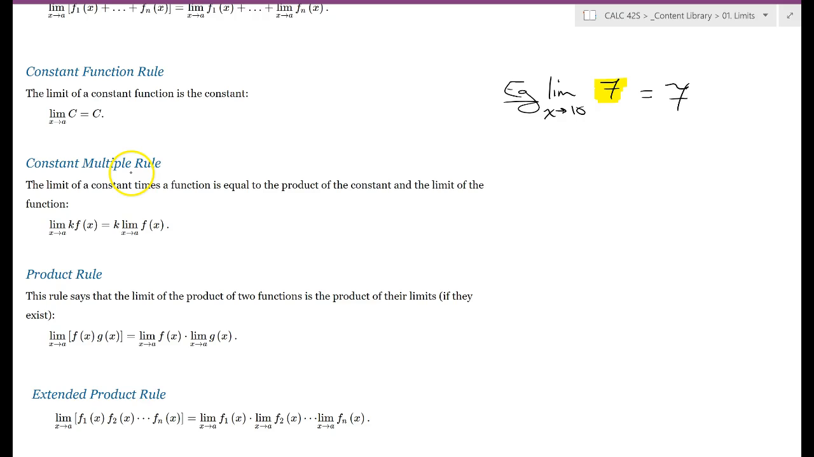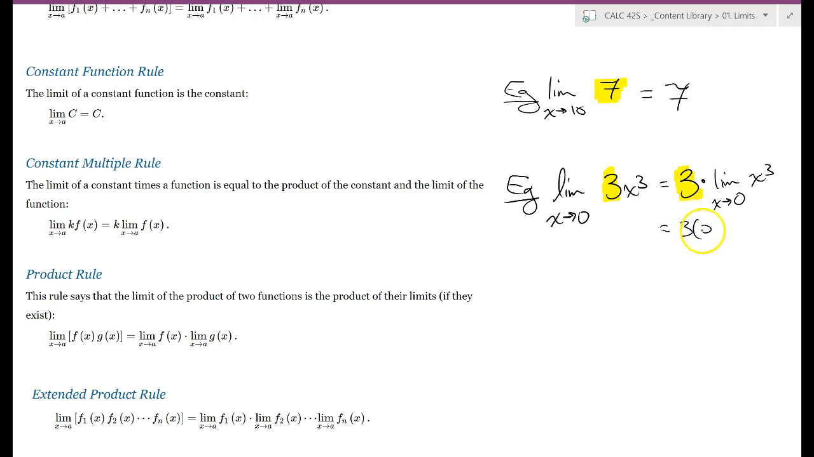So again, if we looked at something like the limit of x approaching 0 of 3x cubed, that would be the same as saying 3 times the limit as x approaches 0 of x cubed. Okay, and so again, bringing out that constant from inside the limit to outside the limit. And in this particular case, that would be 3 times 0, or just 0. And again, you can check that on your graphing calculator.